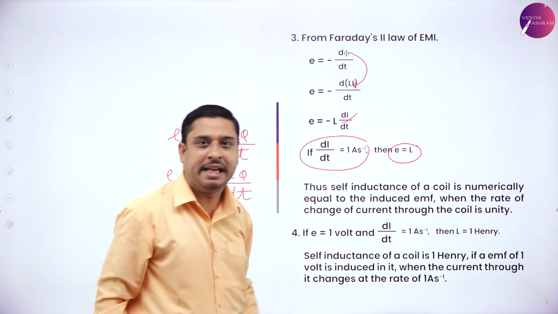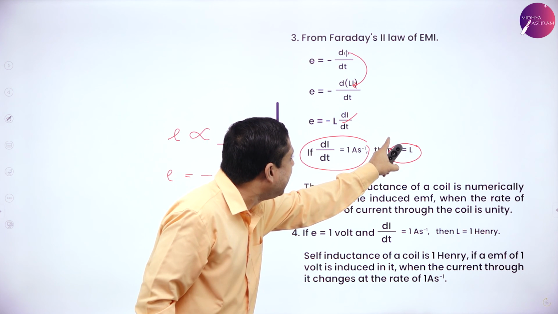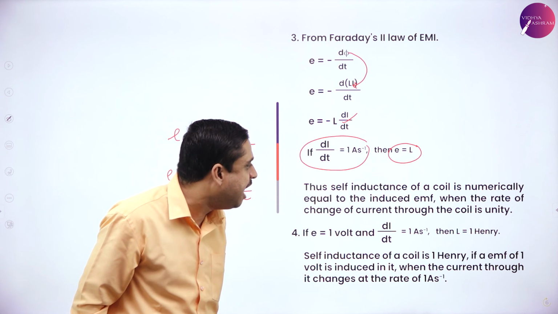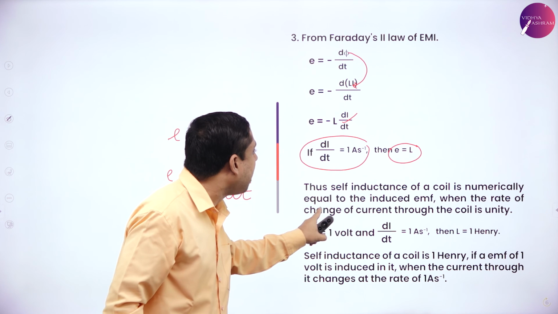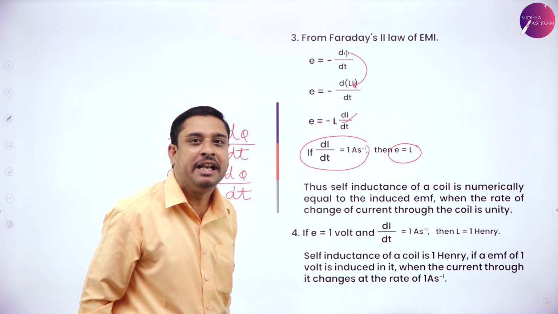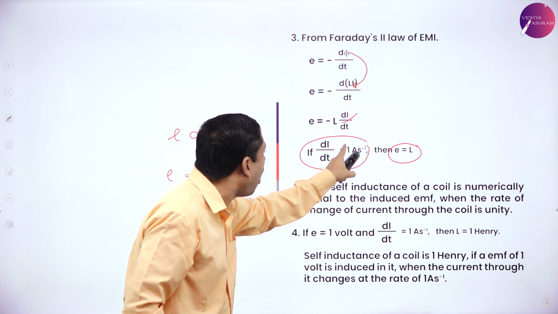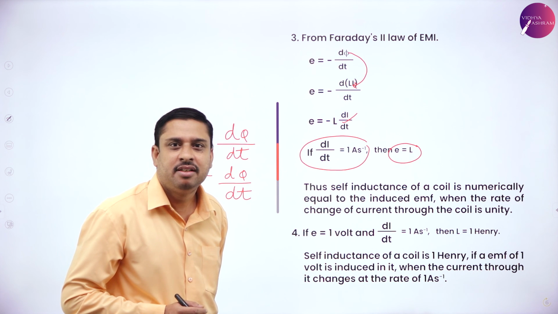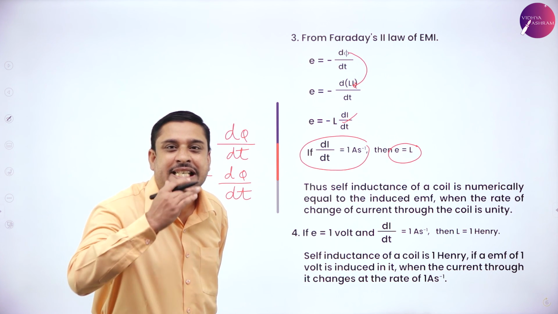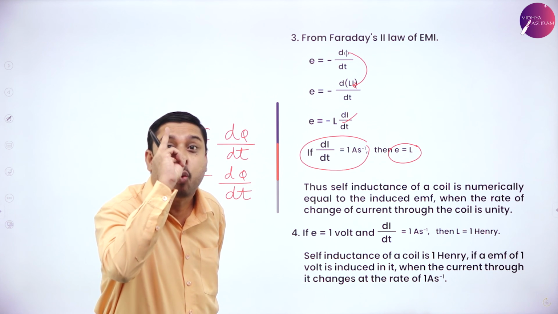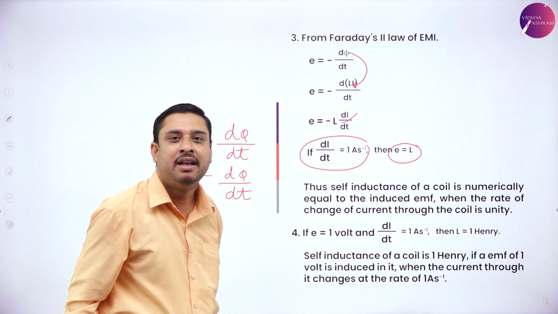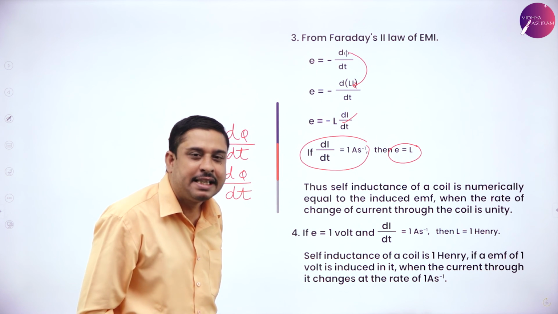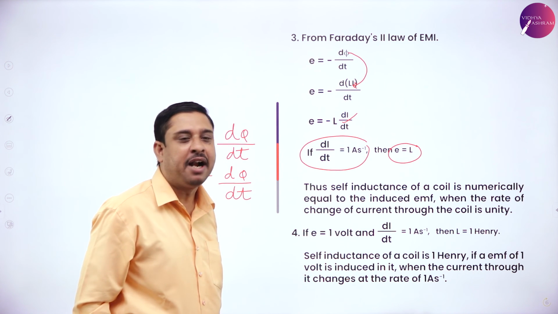Self-inductance of a coil is numerically equal to E. What is E? The induced EMF when the current flowing through the coil changes at the rate of 1 ampere per second. If the current flowing through a coil changes at the rate of 1 ampere per second, then the induced EMF becomes equal to the self-inductance of that coil.